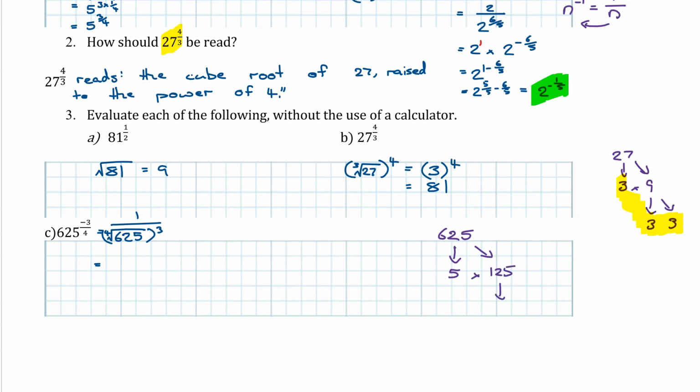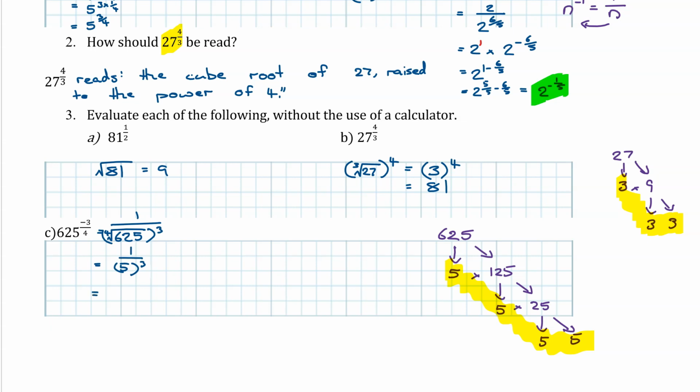Going down again, can we divide 125 by what? And the answer is 5 and 25. Going down again, it'd be 5 and 5. So the factors of 625 are going to be 5 times 5 times 5 times 5. So we know that the 4th root of 625 is simply going to be 5. And we're still raising it to the power of 3, and it's still 1 over.